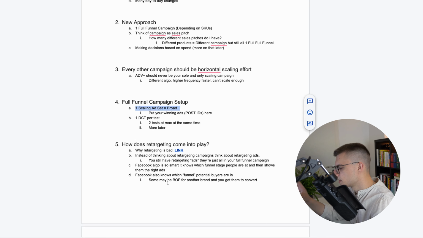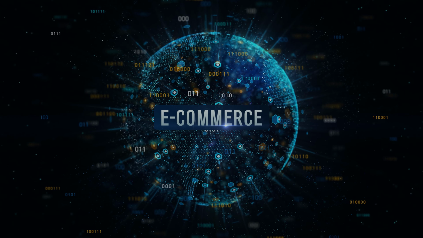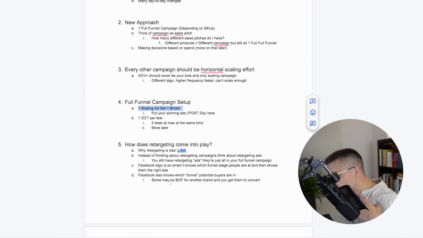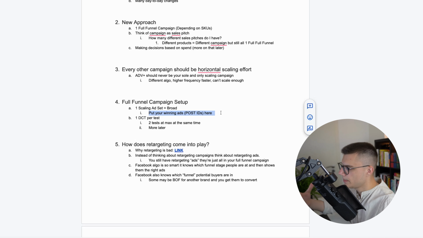But right now, that's the approach that we are running, and that drives millions and millions of e-commerce revenue, right? So again, one scaling ad set only, and what you put into that scaling ad set are your winning ads, your winning post IDs. So ideally speaking, if you're just starting out, you obviously test more, then you can kind of forget about that scaling ad set.